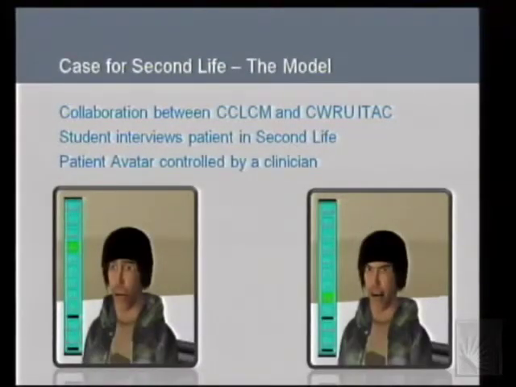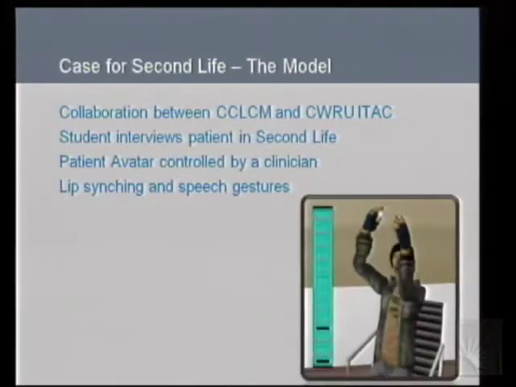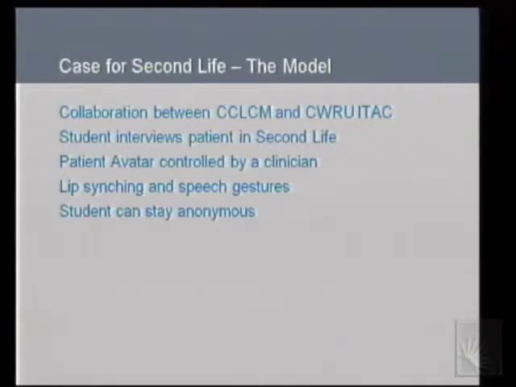The faculty member actually has access to menu items that they can use to change the expression and make the person look sad, angry, frown, upset, what have you. And in addition, as they are talking, their hands can move, like a lot of people will move their hands. So there'll be a bit of gesturing going on, and the lips are also moving as they're talking. So it looks more real than if you just put a picture in front of the patient.